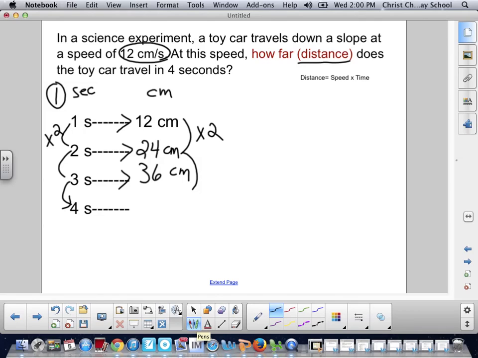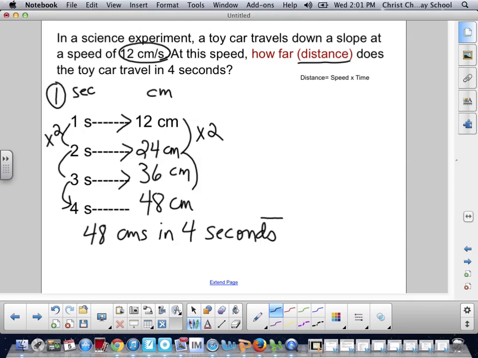So we're just going to keep going until we get to our 4 seconds, just working our way to 4 seconds. Since we added 1 more second, we're going to add another 12 centimeters. So we're going to add 36 plus another 12 centimeters. And 36 plus 12, go ahead and do your mental math. 2 plus 6 is 8. And 3 tens and 1 ten is, that's right, 48 centimeters. And so it's 48 centimeters in 4 seconds. Good job.